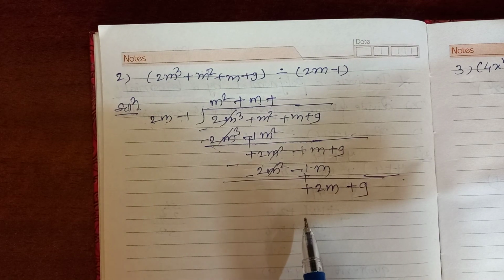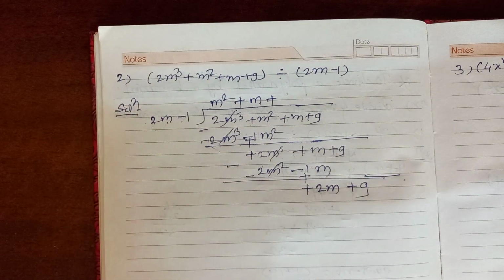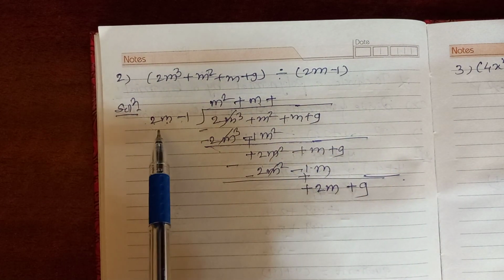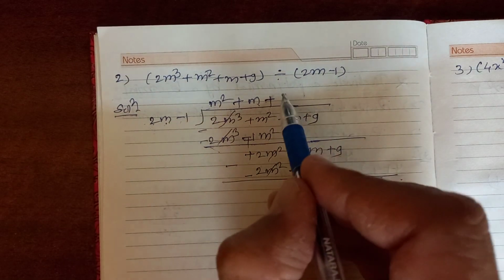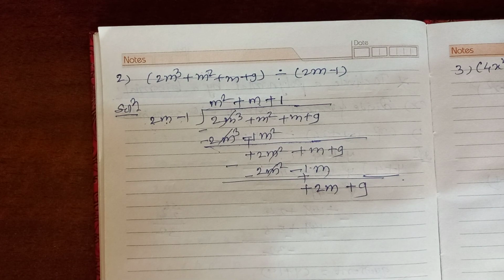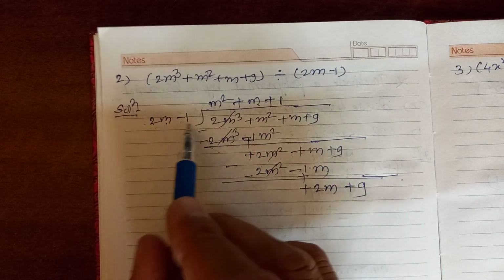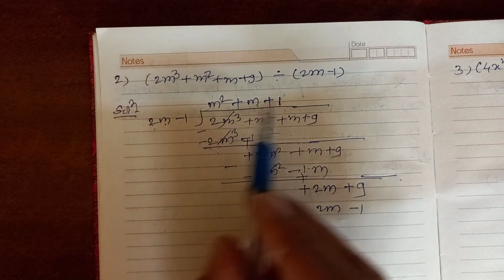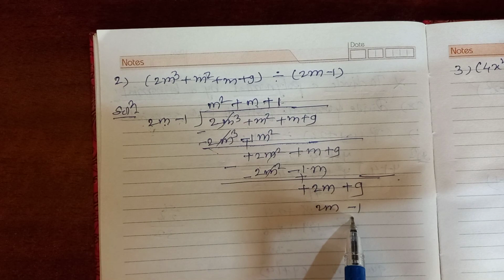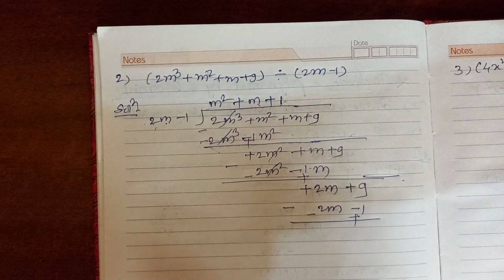Okay. So here now 2m, here also 2m. By which number do we have to multiply this 2m to get 2m? If the numbers are same, then we know it is 1, because 1 multiplied by 2m becomes 2m. So multiply by 1 means the same term comes: 2m minus 1. 1 multiplied by this, 1 multiplied by minus 1, same term comes. So minus sign, change the sign.